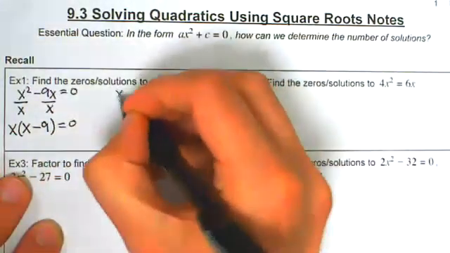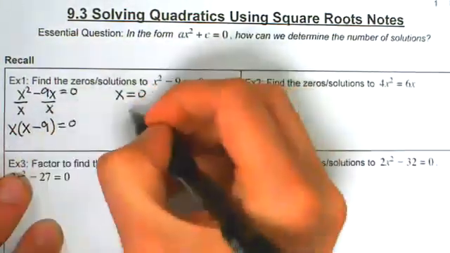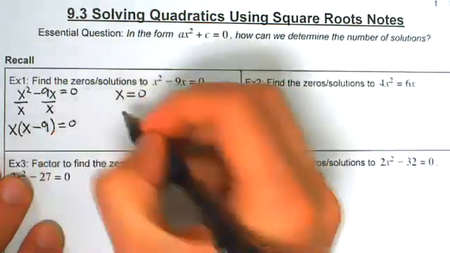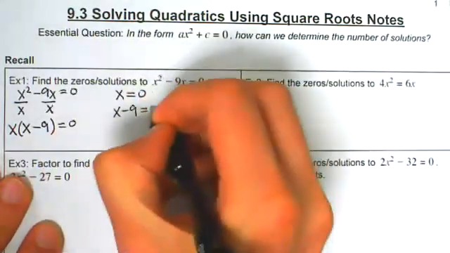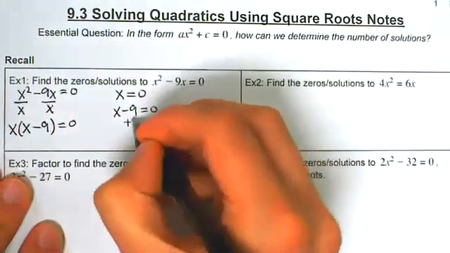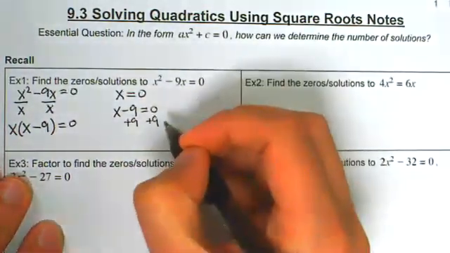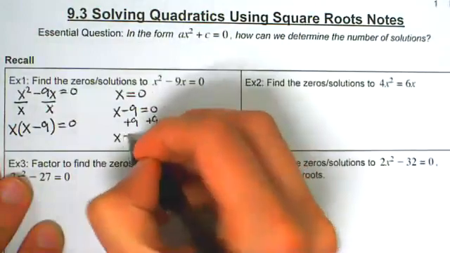From here, each factor is set equal to 0. So x equals 0 is our first factor. x minus 9 is our second factor. In order to solve for x in x minus 9, we need to add 9 to both sides, yielding x equals 9.